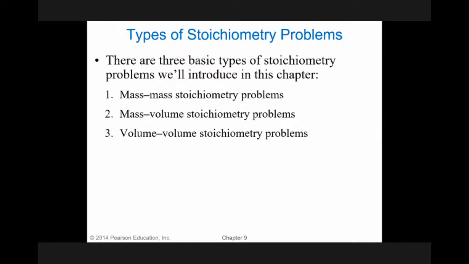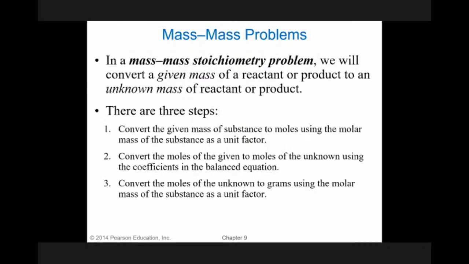Give it a mass, go to mass. Give it a mass, we need volume. Give it a volume, we need volume. These are the three major things that are done by the chemists, by the chemical engineers. All right. So let's do the first one. In a mass stoichiometry problem, how do we do that? We will convert a given mass of a reactant.